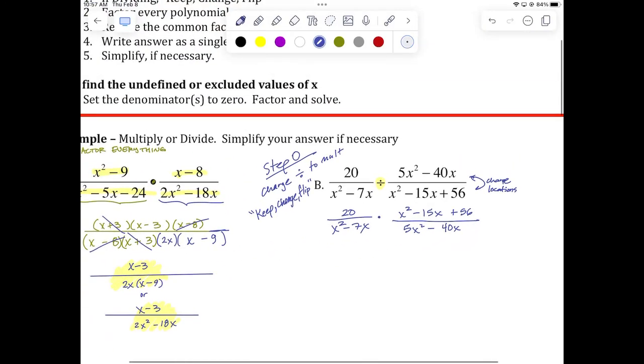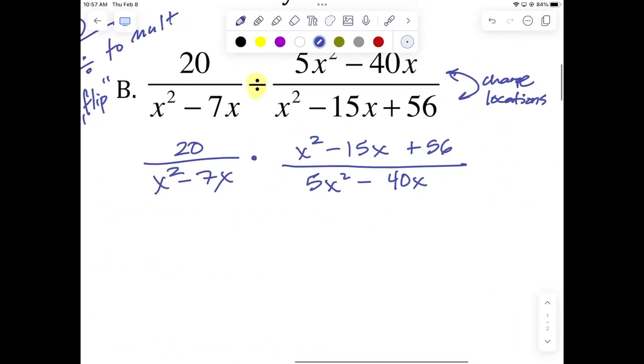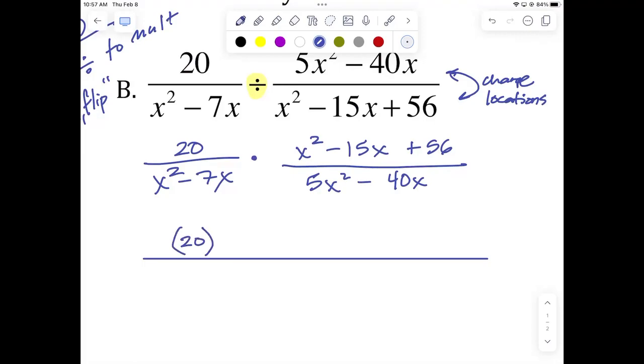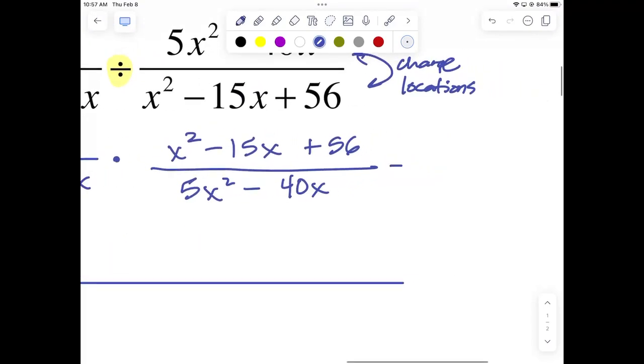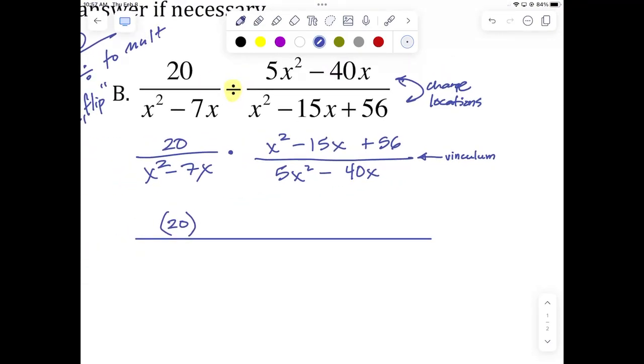Now it looks a lot like what we did on part A, doesn't it? Now it's multiplication. So now we can go back to step 1, which is to factor everything. And now that it's multiplication, I make one big vinculum and put it all together. I get rid of the dot and just extend it out. 20 is already factored, right? It's a constant. The bar is called a vinculum. You could also call it just the horizontal division bar, but it's also called a vinculum.